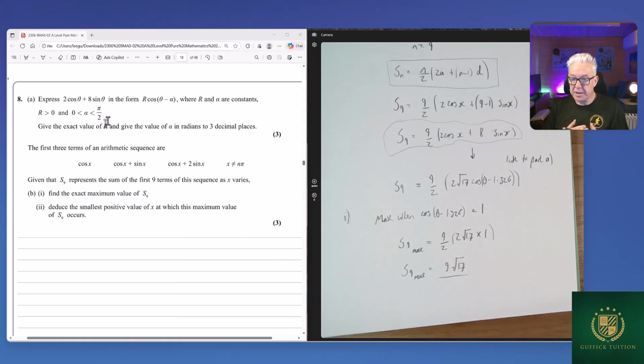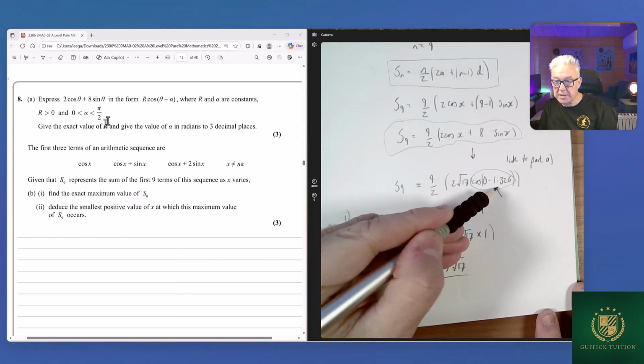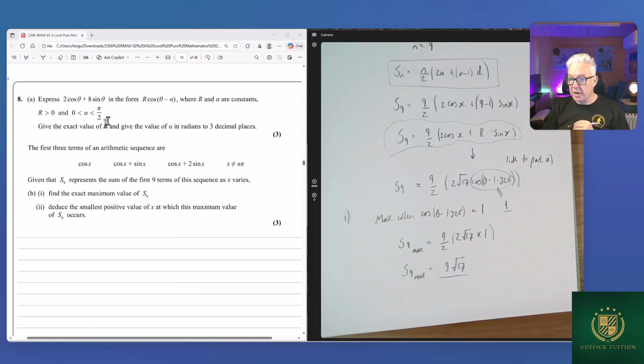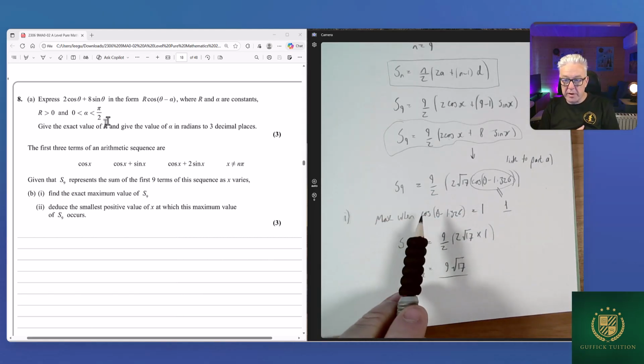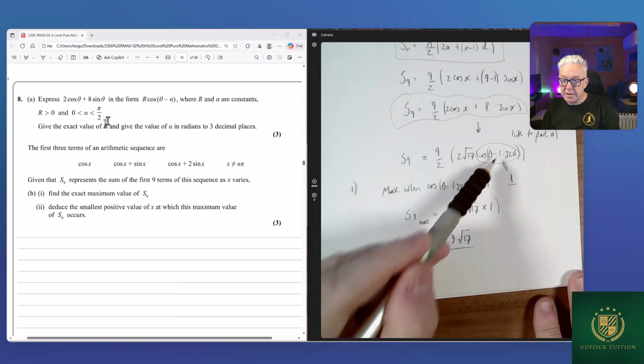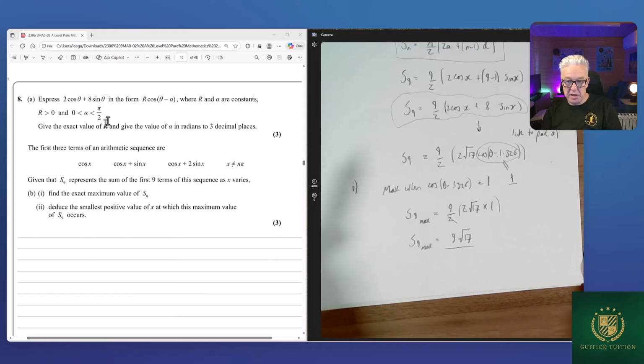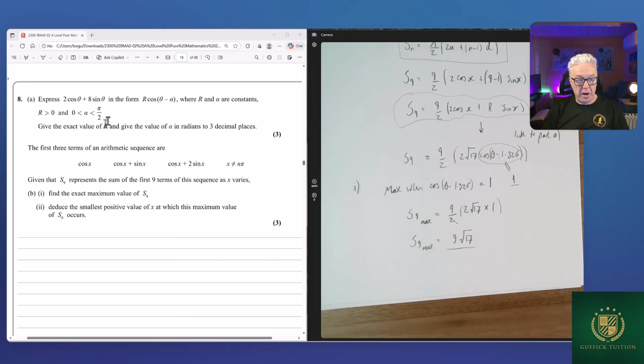Okay, so that means that our sum is given by this expression. Now we're asked to try and find out what the maximum value of this sum is. Well, the maximum value of this sum is going to occur when the cosine of theta minus 1.326 is equal to 1. That's when we're going to get our maximum. Okay, so the maximum occurs when cos of theta minus 1.326 is 1. So in the equation, that gets replaced by 1. So we have 9 over 2 times 2 root 17. They cancel out, and that gives us 9 root 17 is the maximum value. So that's B part 1 done.